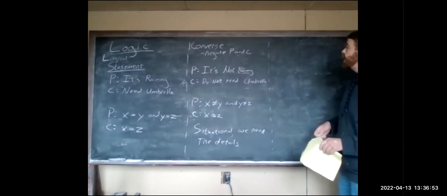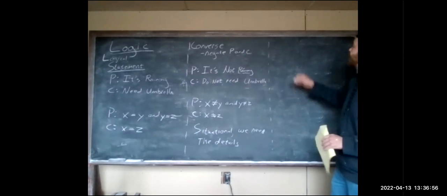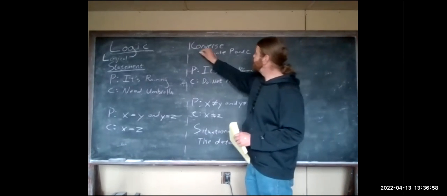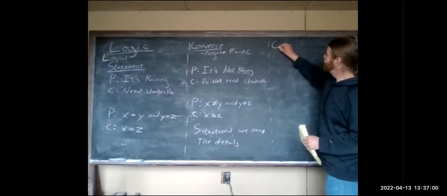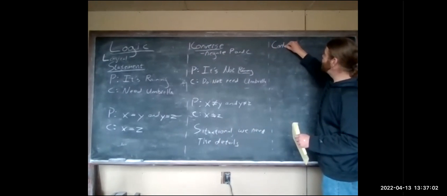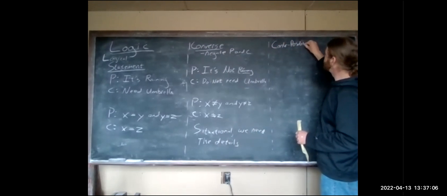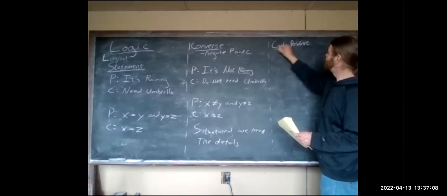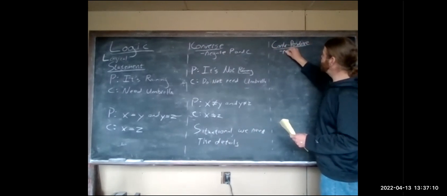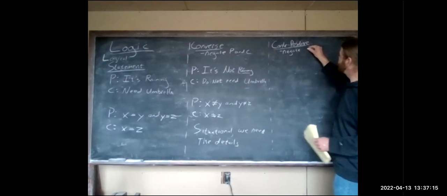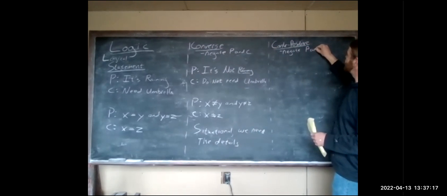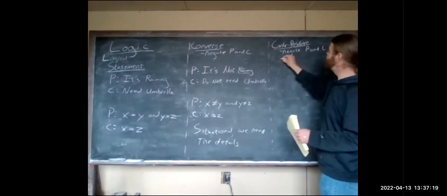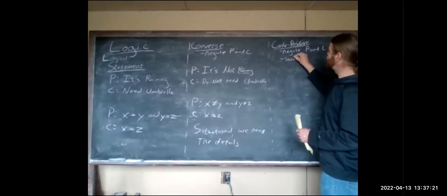But there's another thing we can do with just that negation. So converse. And our third thing is called contrapositive, where we negate both. Negate the premise and the conclusion again, but we also switch the order.